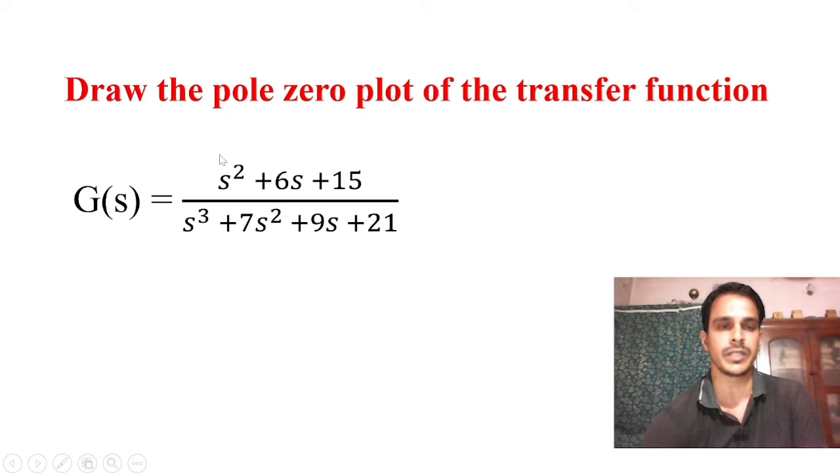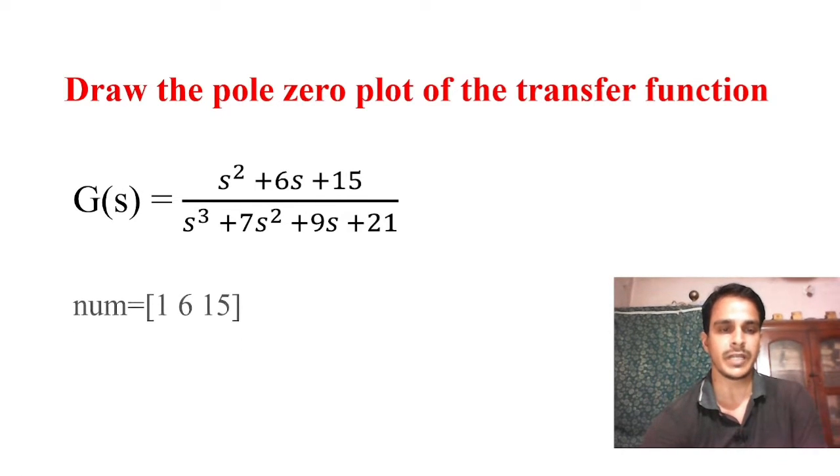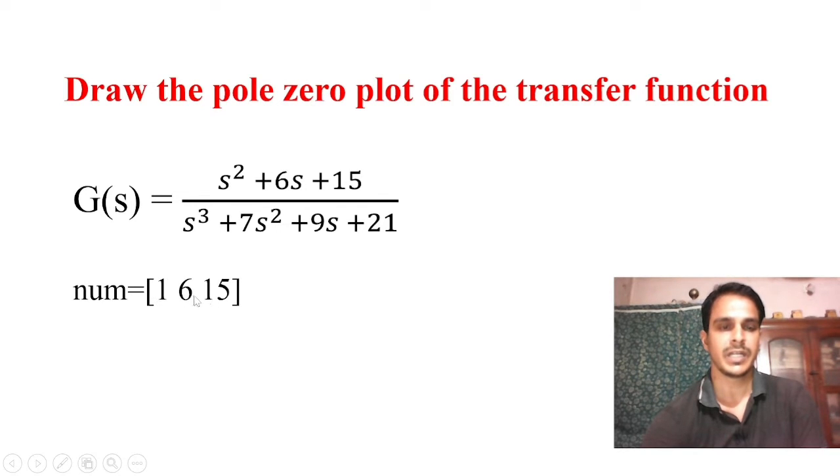In case of numerator, s to the power 2, its coefficient is 1, s to the power 1, its coefficient is 6, s to the power 0, its coefficient is 15. So numerator coefficients are 1, 6 and 15.